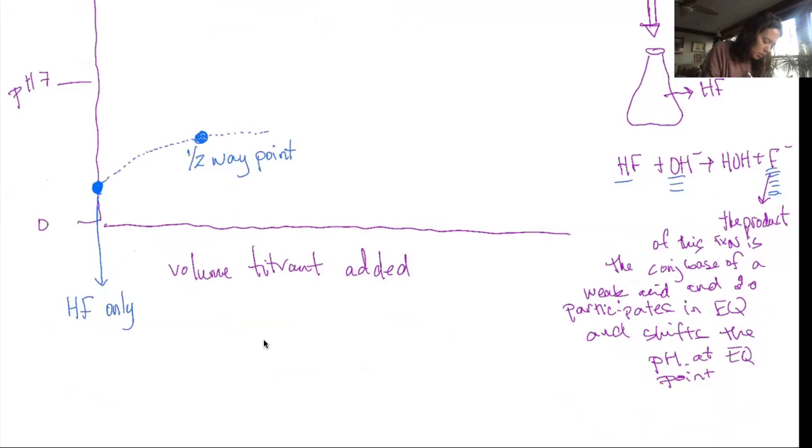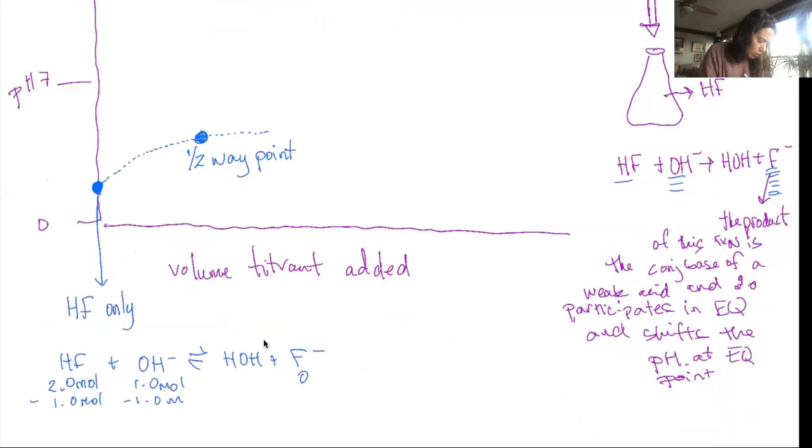Okay, now just think logically. If half of it has reacted, and we had 2.0 moles of it, then therefore we must have added 1.0 mole of this, and we had none of that, remember? Therefore, one mole of our acid remains, and 1 mole of our conjugate base has been formed.